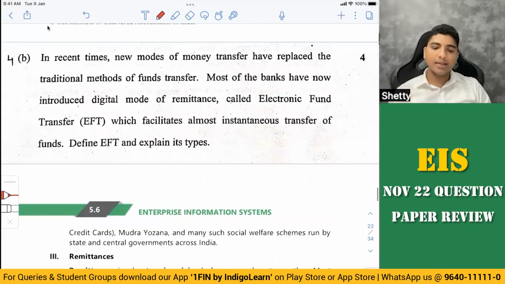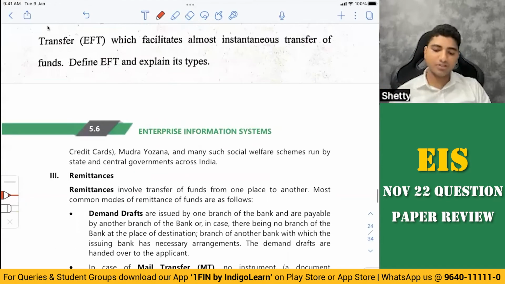Right. Let us go to next question, that is question number 4b. What are they saying? In recent times, new modes of money transfers have replaced the traditional methods of fund transfer. Most of the banks have now introduced digital mode of remittance called EFT, that is electronic fund transfer, which facilitates almost instantaneous transfer of funds. Define EFT and explain its types. Now, this is very, very basic, requires no explanation as such.